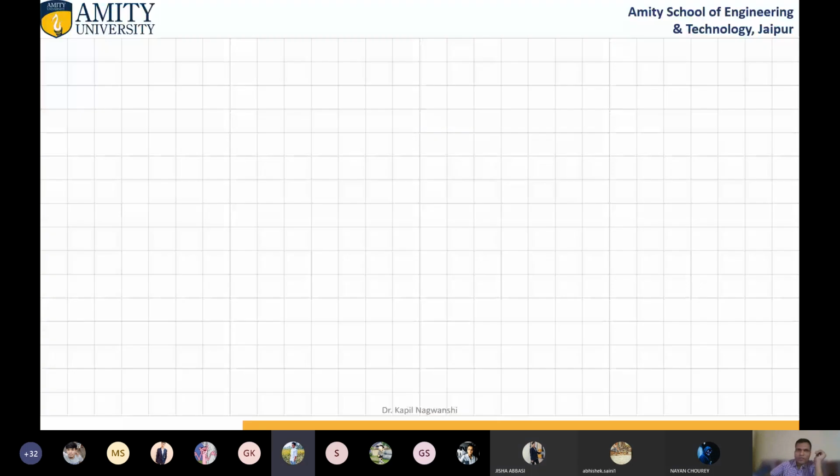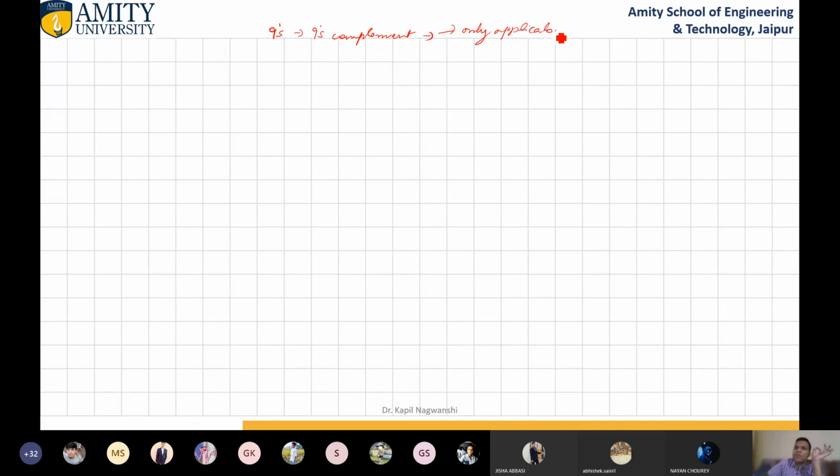See, 9s means 9's complement. 9's complement simply means that in a decimal system, what number we add will give us 9. And this complement is only applicable for negative numbers.